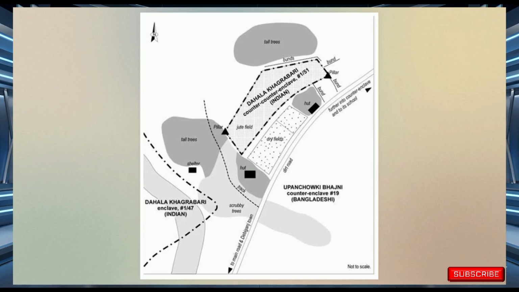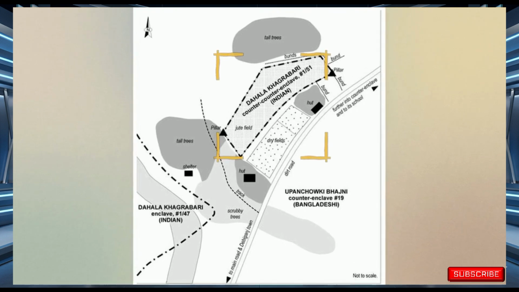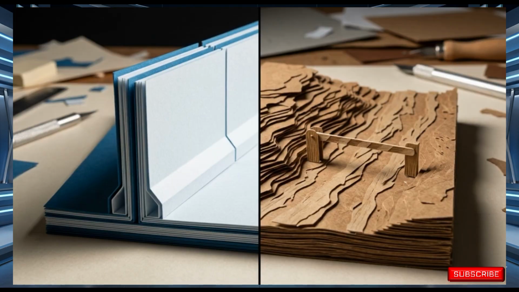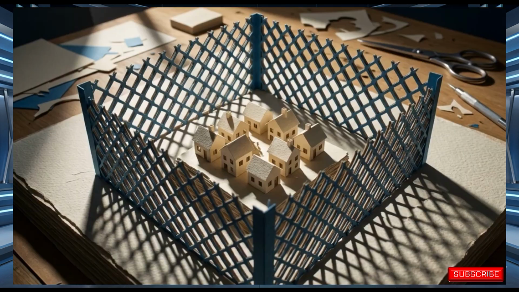If we examine this specific survey map of the Dahala-Kagrabari complex on the India-Bangladesh border, you can see how these nested boundary lines fracture local fields, huts, and dirt roads. The distinction between the inner enclave and the outer exclave is the boundary where theory meets reality. It is the specific legal friction that dictates how these isolated communities actually survive.